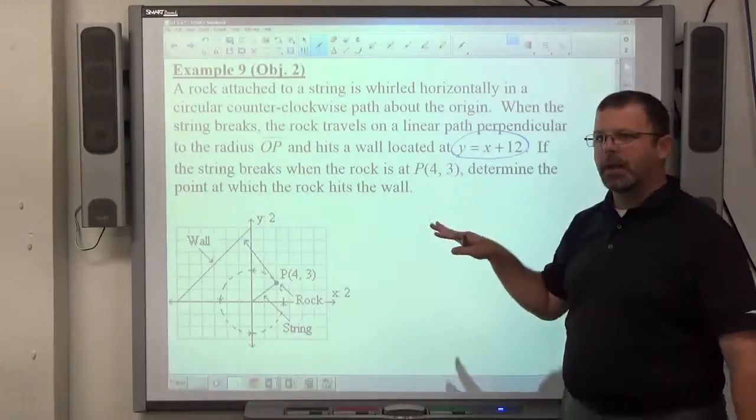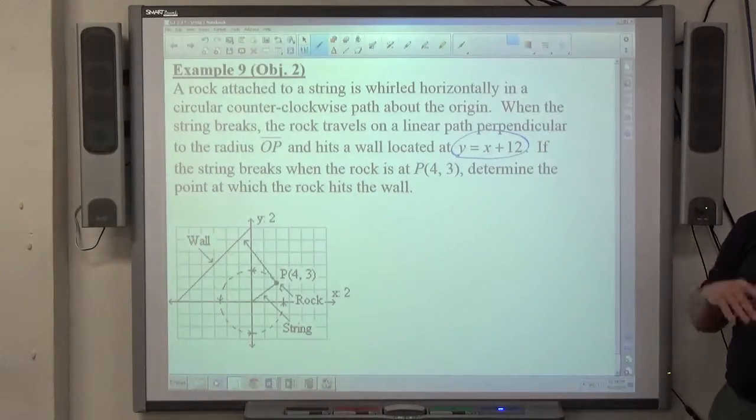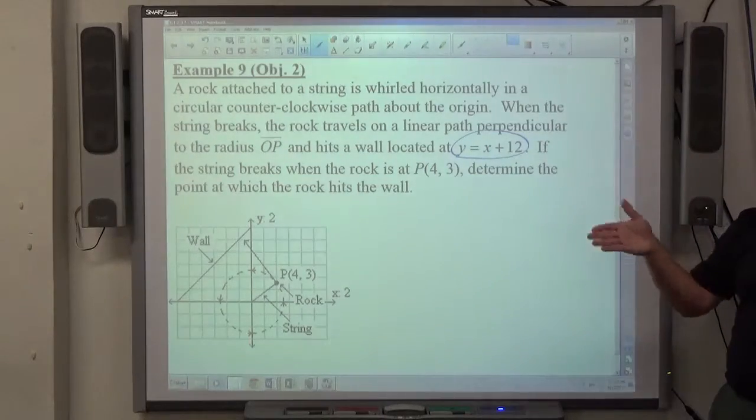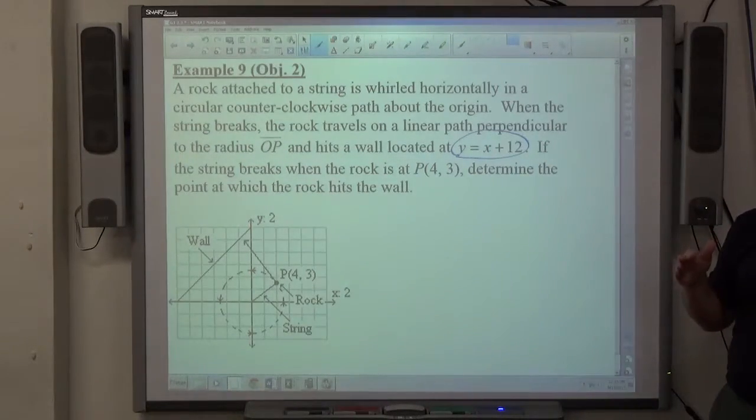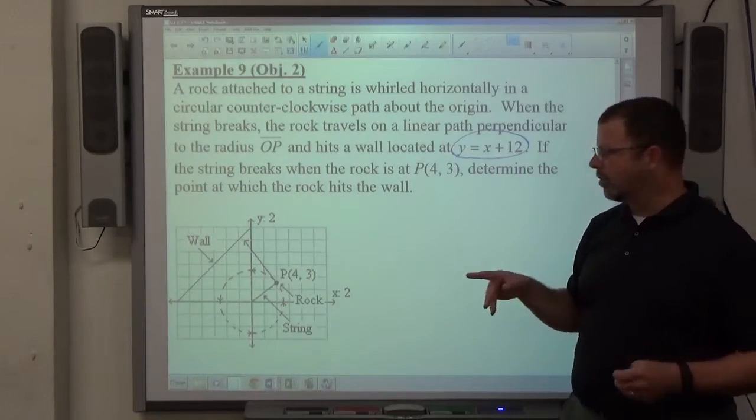Every time you get a problem like this, you're going to get one in the independent practice, one or maybe 2 in the homework, I can't remember. But the wall is going to have some linear equation representing it. If they tell you the linear equation, that's a bonus. If they don't, you can figure it out.